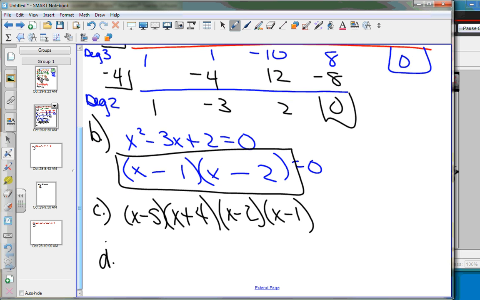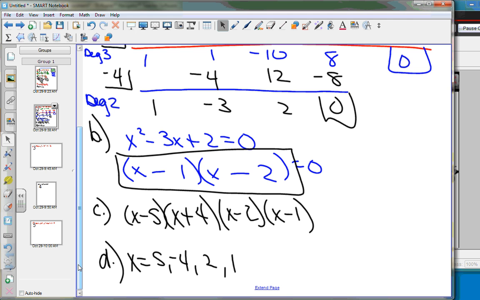Letter D. Letter D says to do what? To find all the zeros. What's my 0 here? X is equal to 5, -4, 2, and 1. Do you see what I see? Way up on the board over there. It's a pretty factor. Yes? Then what does it say to do? It says to check it graphically, which we're not going to do right now. Because we know we're awesome at rock stars, right? Are we good? Okay.